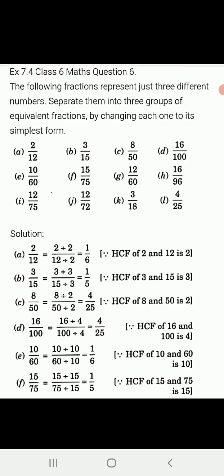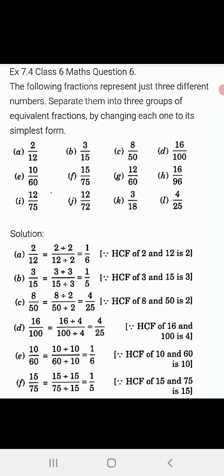The first one is 2 by 12. On cancelling, both divided by 2: 2 ones are 2, 2 sixes are 12. So I get 1 by 6 as the answer for A. B question, 3 by 15. When both are divided by 3, 3 ones are 3, 3 fives are 15. So the fraction is 1 by 5.